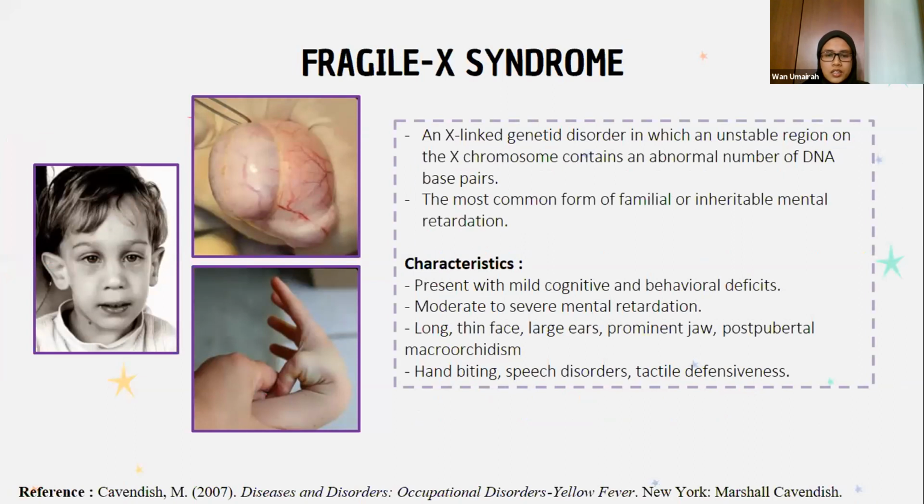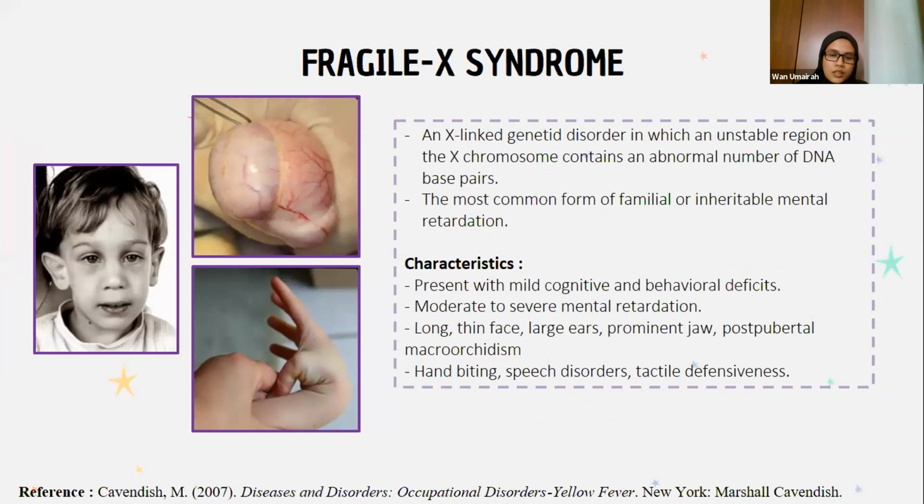So this is the most common form of inheritable mental retardation. For the characteristics, the child may present with mild cognitive and behavioral deficits, moderate to severe mental retardation, long thin face, large ears, prominent jaw, and post-pubertal macroorchidism, where the males have large testes.